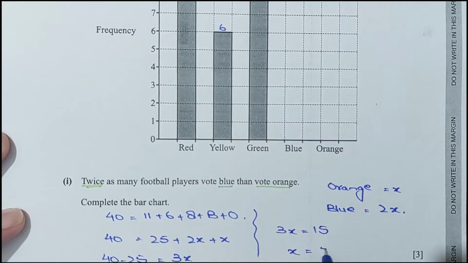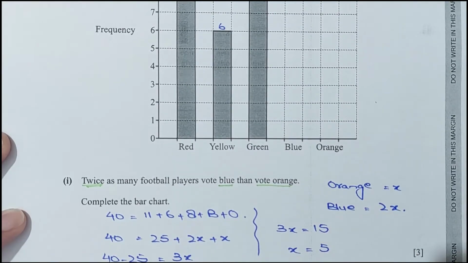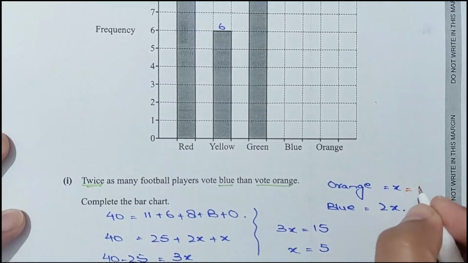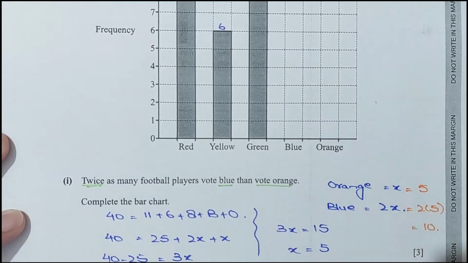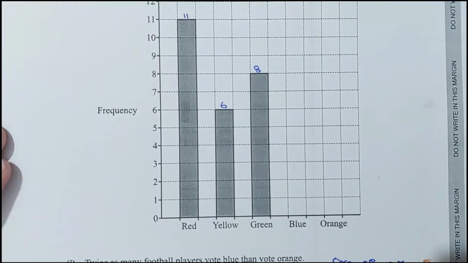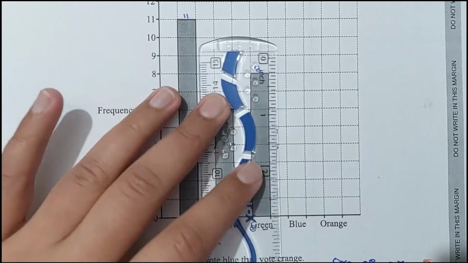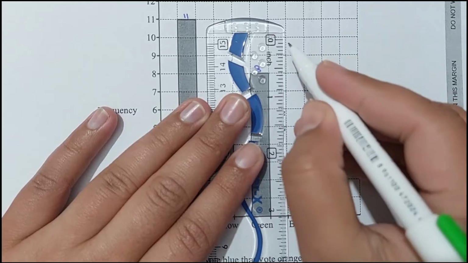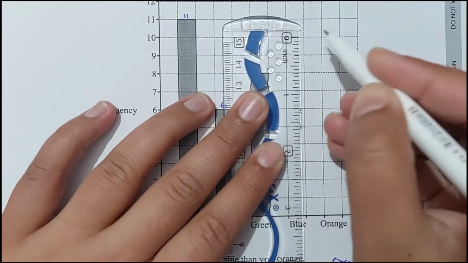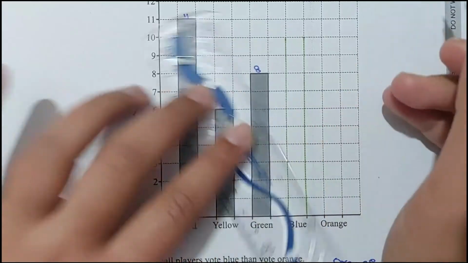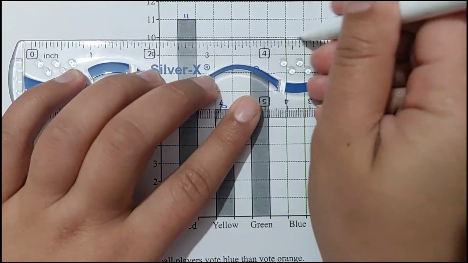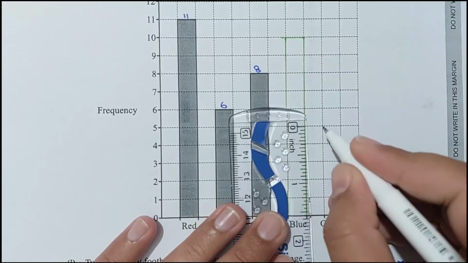What is x? x equals 5, since 3 times 5 is 15. So orange is 5 and the blue is 2 times 5, which equals 10. Let me complete this bar chart. The blue is 10 and the orange is 5.